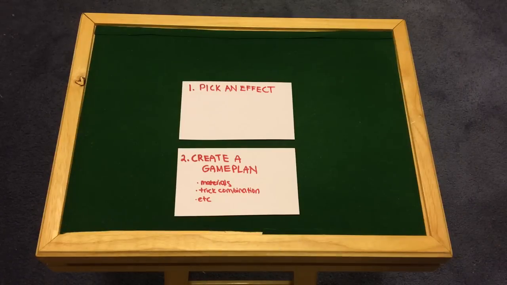So, I'll give you guys an example. Trick combination is thinking of popular tricks that you can possibly combine to make your effect work. So, let's say you've seen a trick before that's similar to what you want to do, and you take other tricks and combine it.